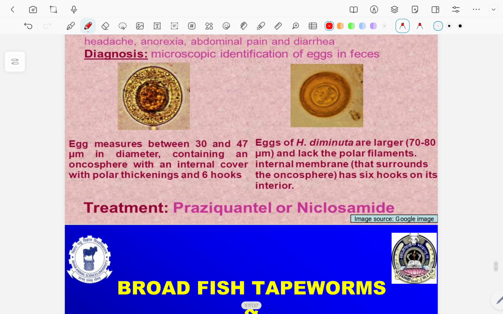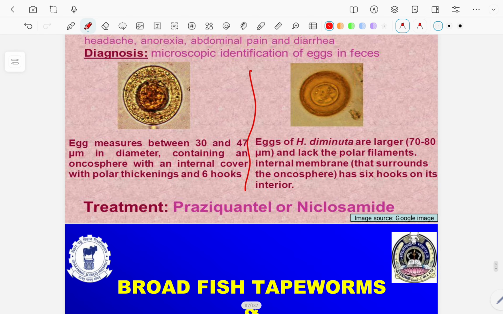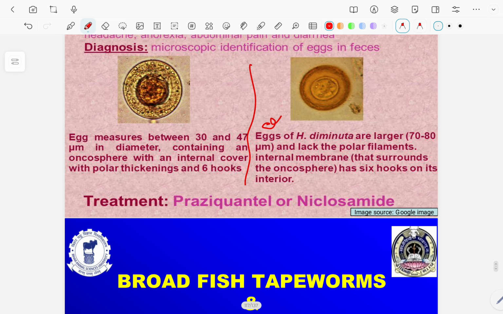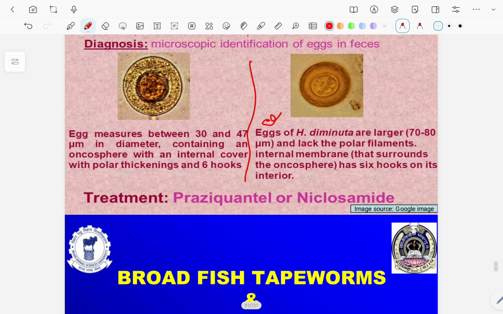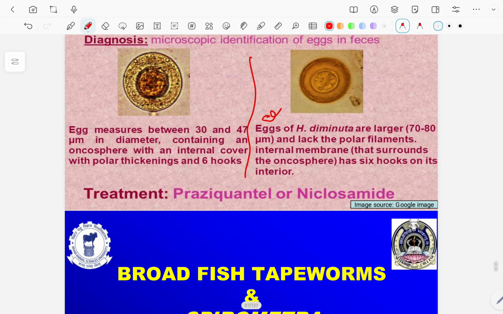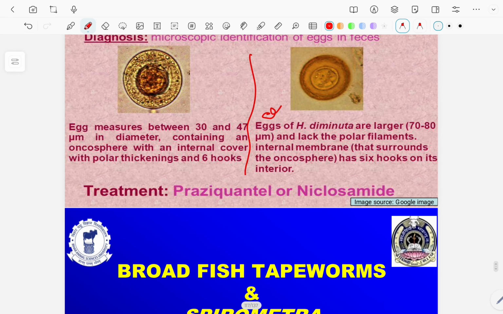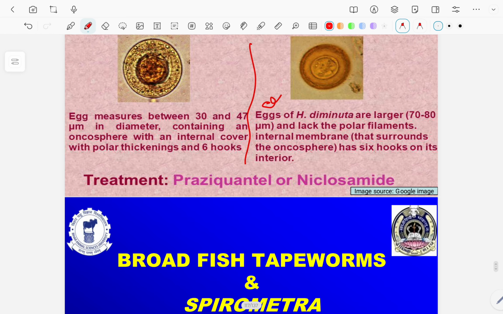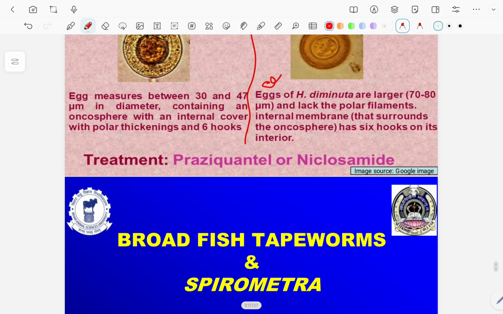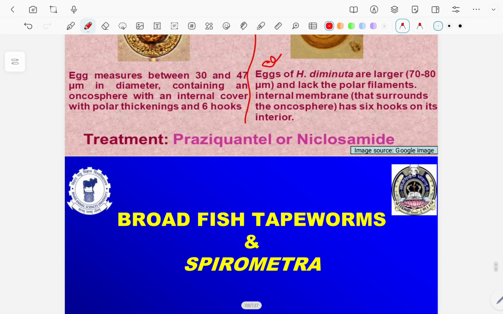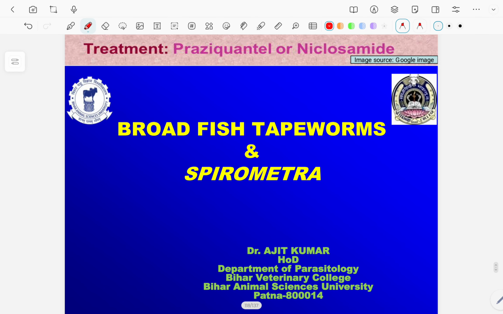Eggs of H. nana measure between 30 to 47 micrometers in diameter, containing an oncosphere with an internal cover with polar thickening and 6 hooks. Eggs of H. diminuta are longer, 70 to 80 micrometers, and lack the polar filaments. The internal membrane that surrounds the oncosphere has 6 hooks in its interior. Treatment: praziquantel or niclosamide.